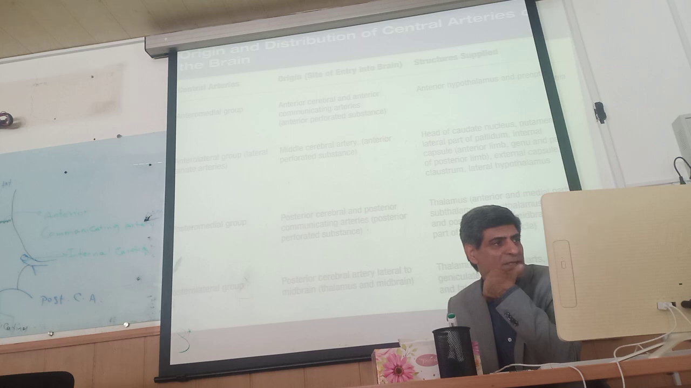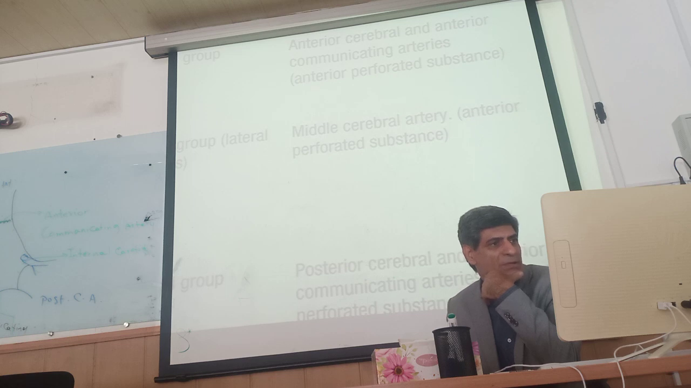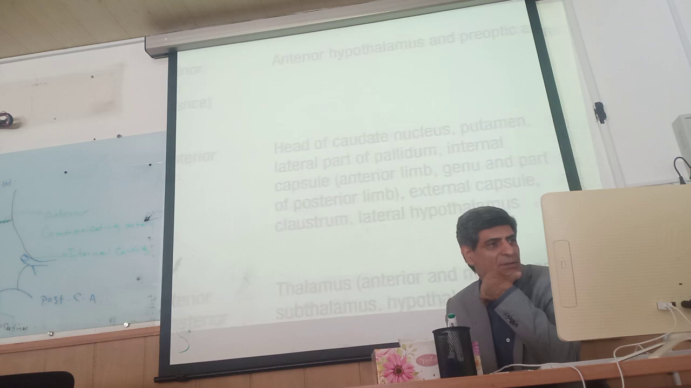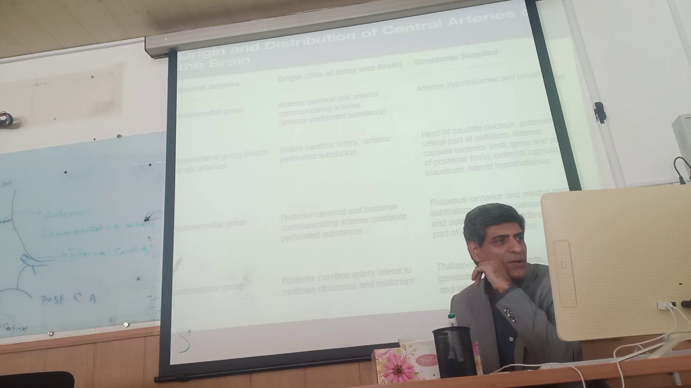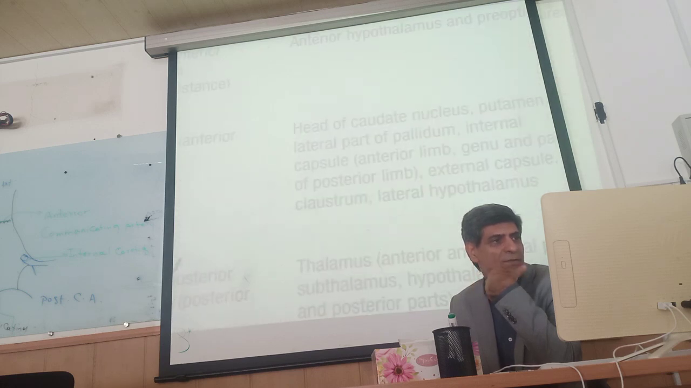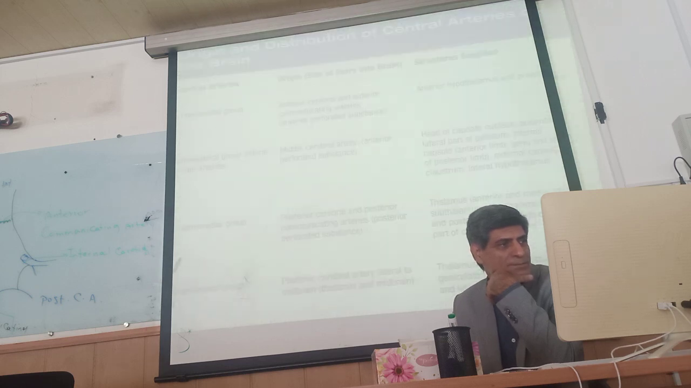The anterolateral group, or lateral striate artery, comes from the middle cerebral artery: anterior perforated substance and head of caudate nucleus. Which structures are supplied by the anterolateral group or middle cerebral artery? Head of caudate nucleus, putamen, lateral part of pallidum, internal capsule anteriorly, genu and part of posterior limb, external capsule, claustrum, lateral hypothalamus. Then the posteromedial group and posterolateral group.